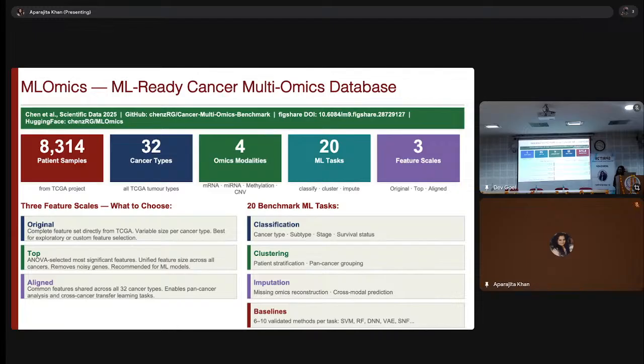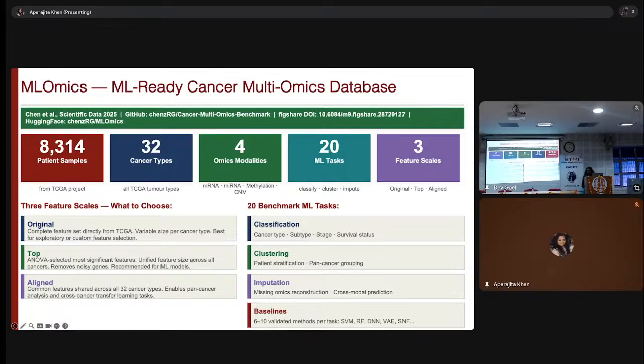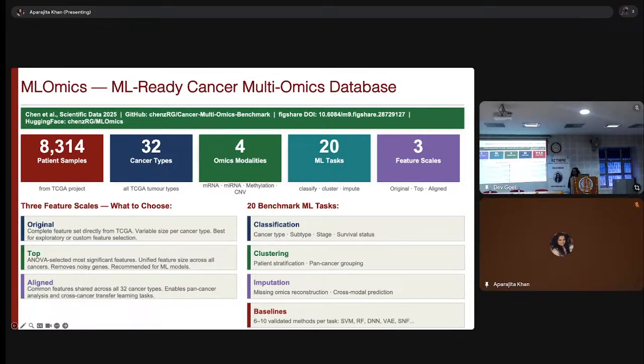Once you are familiar with the Xena browser, you try to access the data set not from the Xena browser, because it will download multiple files with multiple names. You try to use this MLOmics Python package to download. Okay? During the coding we will show.